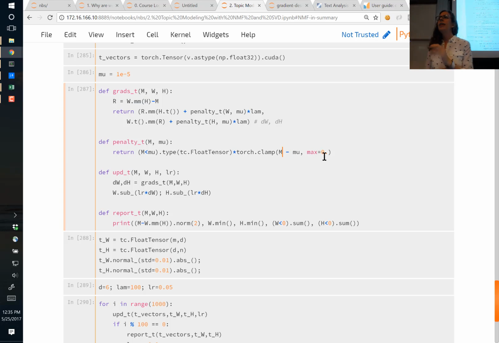Torch.clamp is a method that takes a value and then will cut it off with a kind of minimum or maximum that you feed in. So here we want m minus mu, but we're cutting it off at 0, because if m is positive and bigger than mu, we don't want any penalty, so that max 0 will take effect and there's 0 penalty. So this is handling that penalty from before.